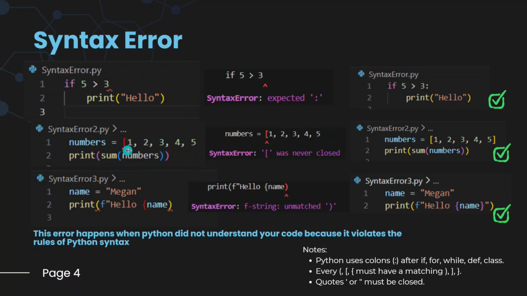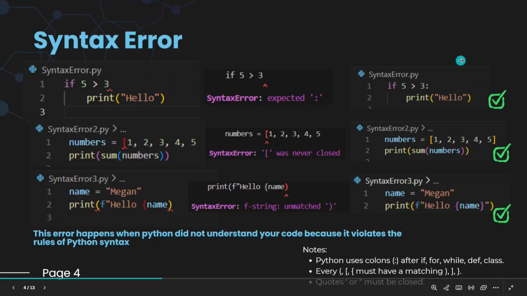Second, we have a list of numbers, but we forgot to close it. So it will pop up a syntax error where the bracket is not closed, because Python is confused. And last, here we have an f-string issue where even a small typo in the f-string, like an unmatched parenthesis here, will stop your code. So a pro tip is to always make sure your quotes and brackets come in pairs.